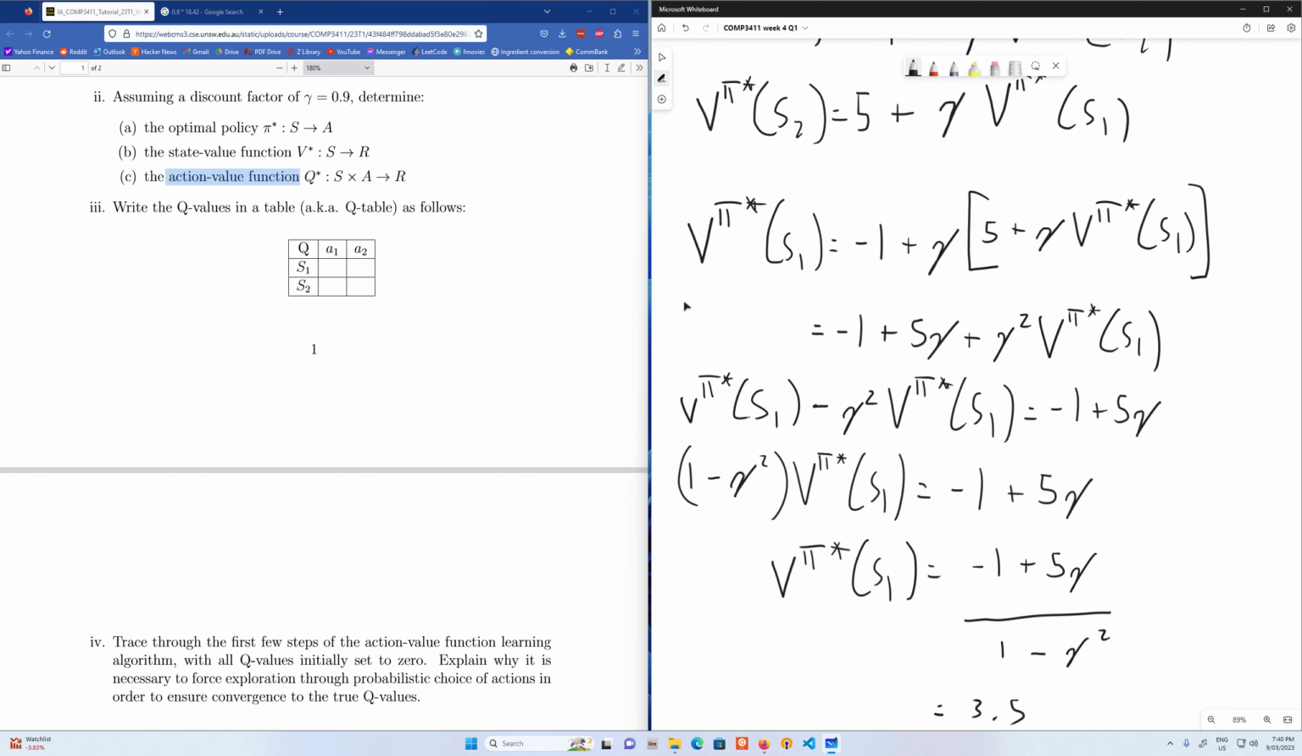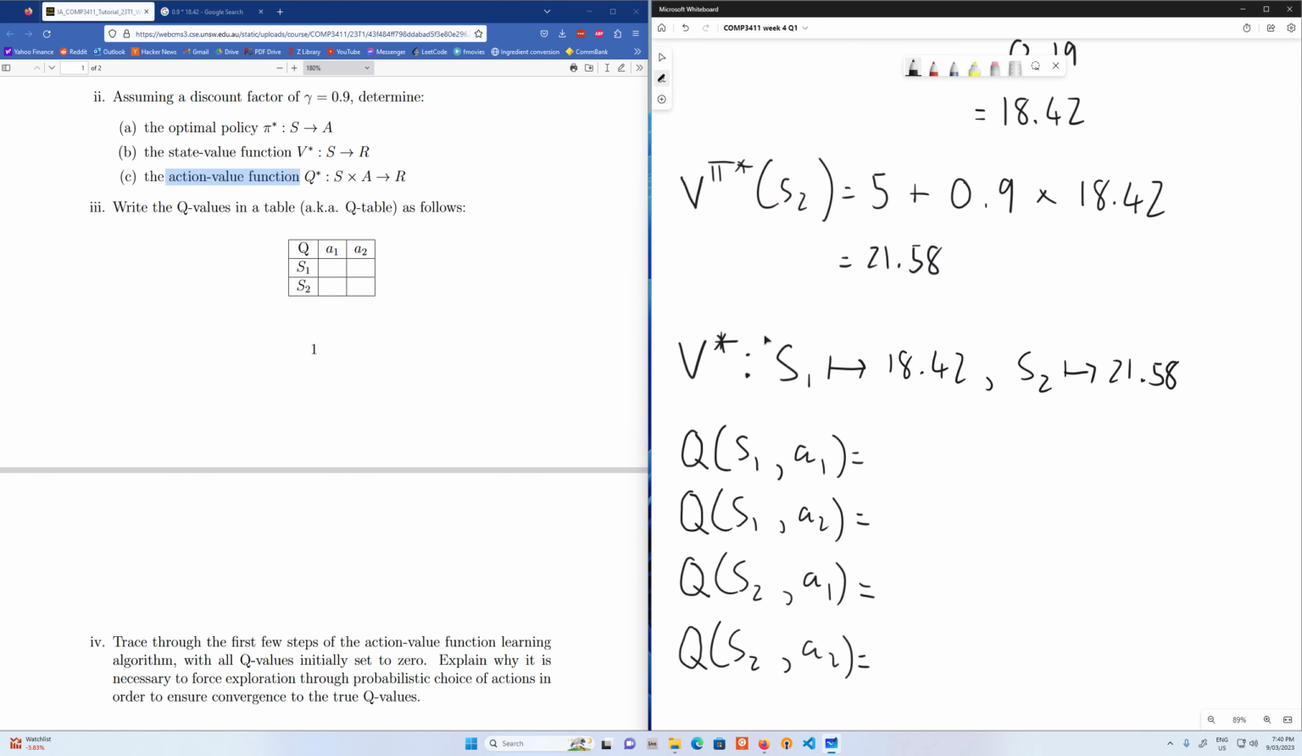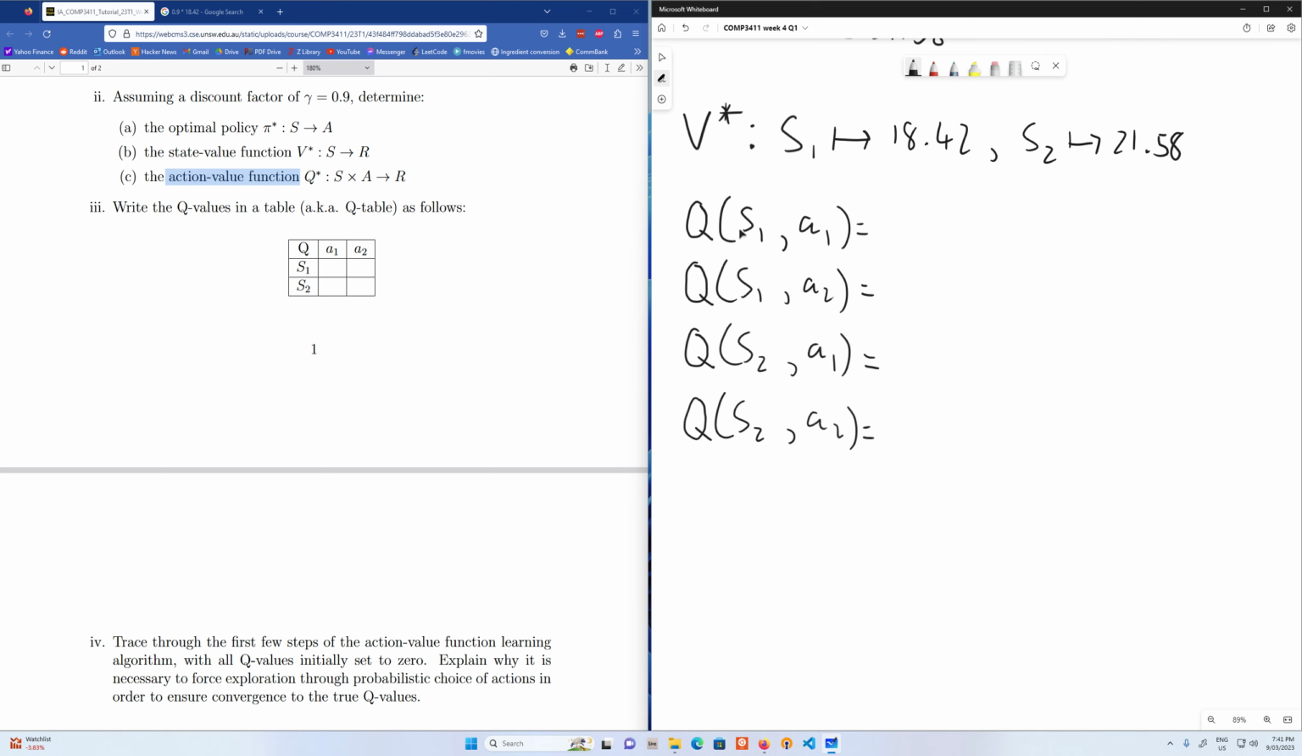This is exactly the same as Q(S1, A2), this second equation here. So we can literally just read off the result from the previous example that we were doing for state 1. 18.42. And it's a similar case for the Q function down here with state 2 and A2. We already worked that one out to be 21.58.